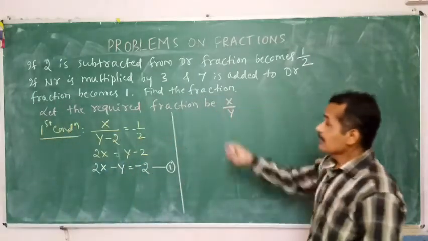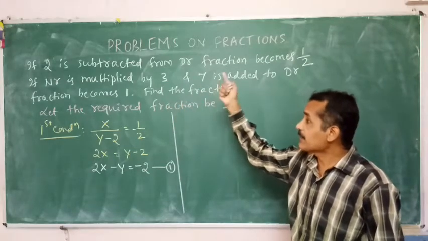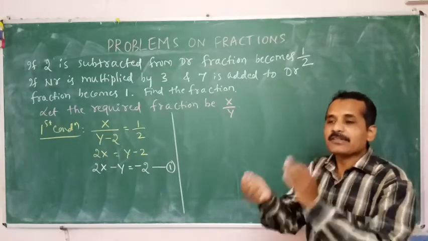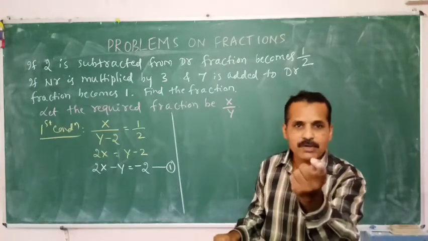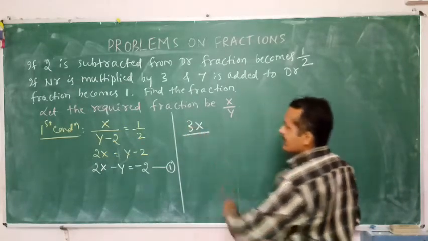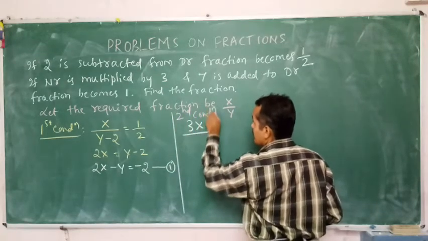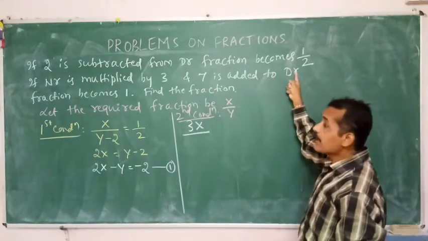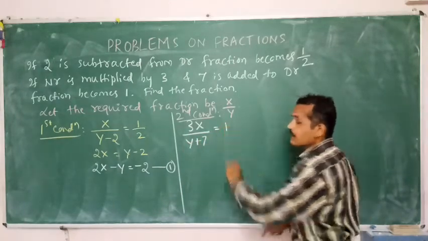Come on, what about the second condition? If the numerator is multiplied by 3, means for the numerator multiply by 3. x into 3, usually we write it as 3x because number first, variable next. It is 3x divided by y. This is my second condition. 7 is added to the denominator. The fraction becomes 1.